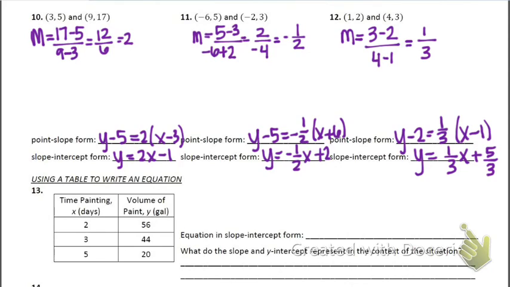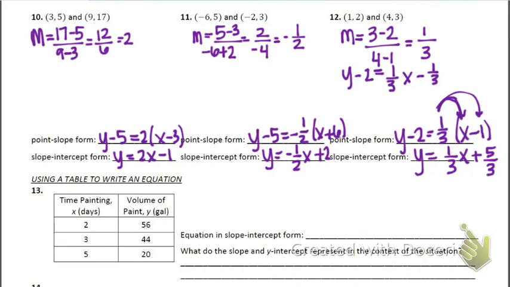Okay, number 12 is the one that required one extra step. I got a slope of 1/3, and then I plugged in the point 1, 2. So that gave me y minus 2 equals 1/3 times x minus 1. If you plugged in the other point, it's okay. You're still correct. And then what I did is I distributed. So I'm going to actually show you my work on that one. So I distributed the 1/3, and that gave me y minus 2 equals 1/3 x minus 1/3.